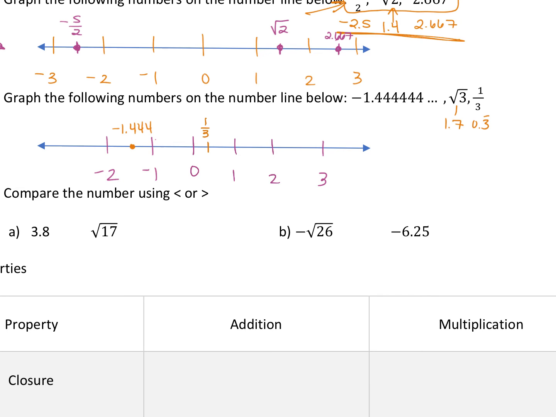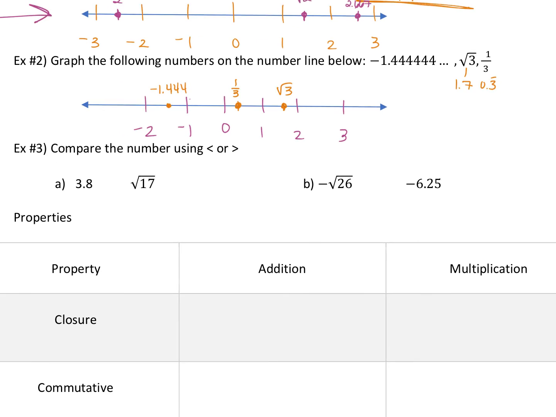And then rad 3 is 1.7, so that's more than halfway between 1 and 2. So that would be here. So that's the square root of 3. So square root of 3, 1/3, and negative 1.44444444. Any questions on that?